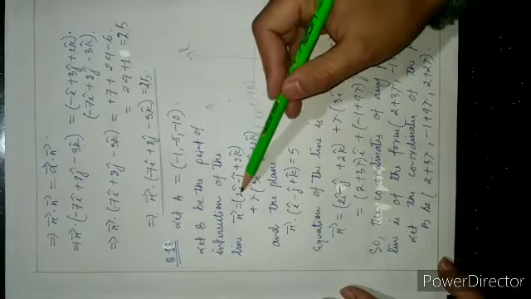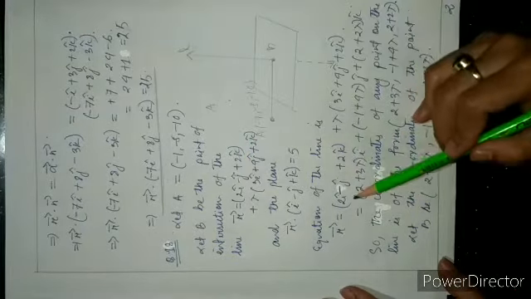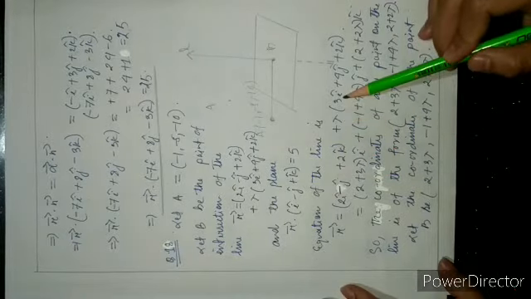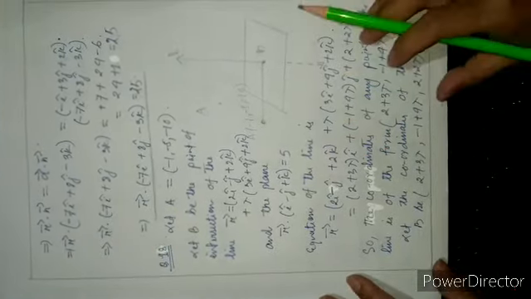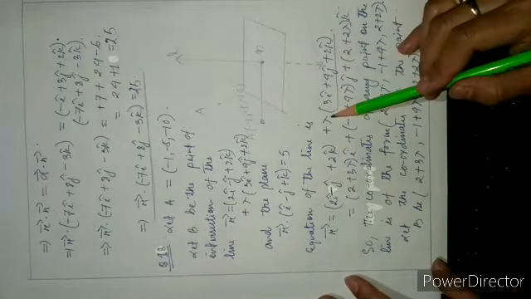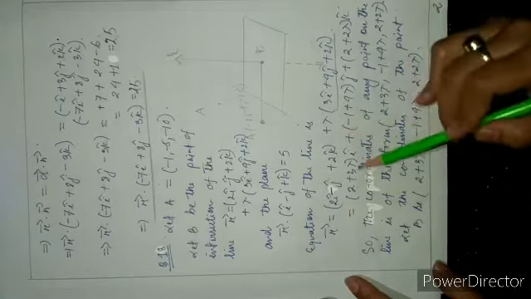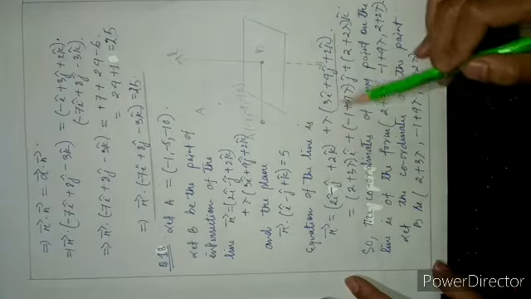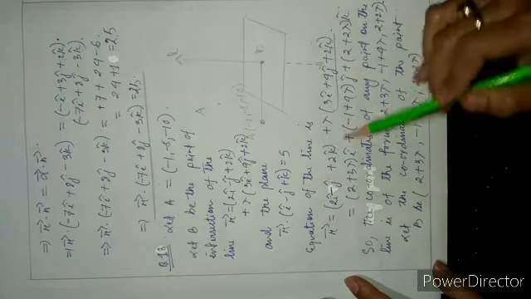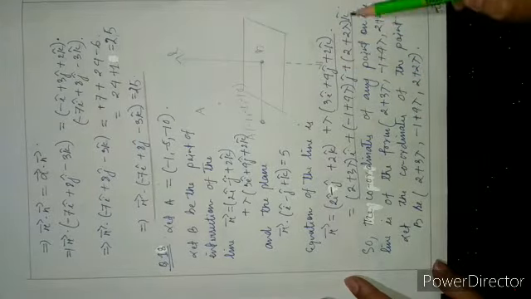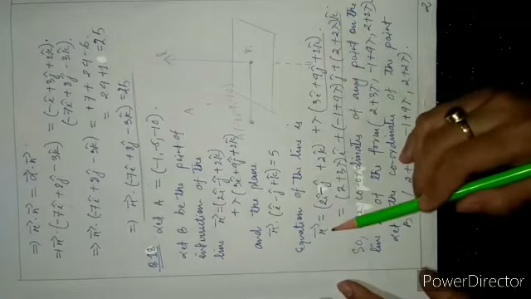Equation of the line, let us rewrite it: R vector equals 2I cap minus J cap plus 2K cap plus lambda times 3I cap 4J cap plus 2K cap. Taking I common, we get 2 plus 3 lambda I cap, minus 1 plus 4 lambda J cap, and 2 plus 2 lambda K cap. These are the components of R vector.